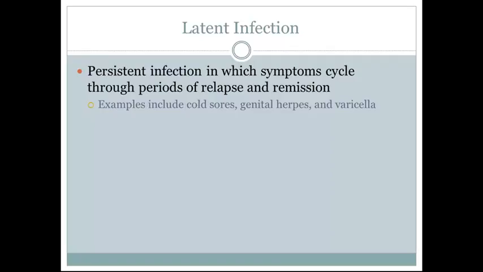Latent infections are persistent infections in which symptoms cycle through periods of relapse and remission. Examples include cold sores, genital herpes, and varicella. Varicella, meaning shingles: it can relapse once you have had chicken pox. It lays dormant in your nerves and it can relapse later on in life, which is then called shingles. Herpes is another one that can relapse and go into remission in a cycle. Usually relapse occurs when there is a stressful time in a person's life.